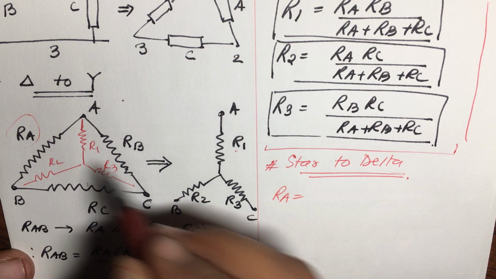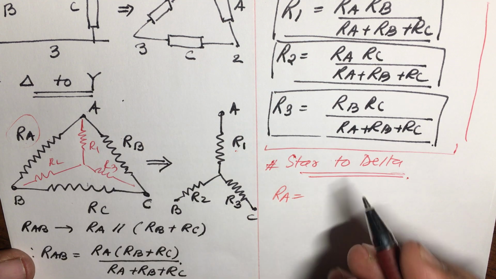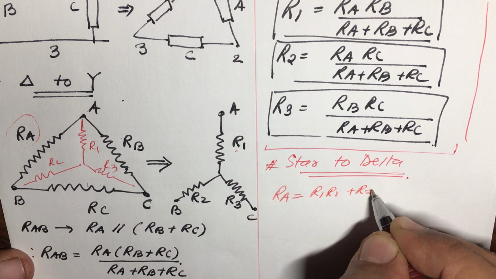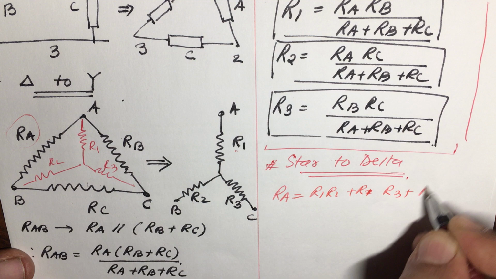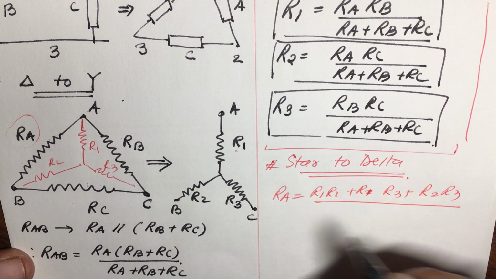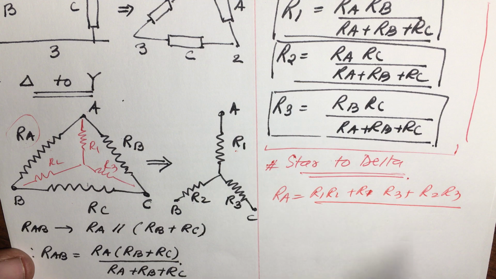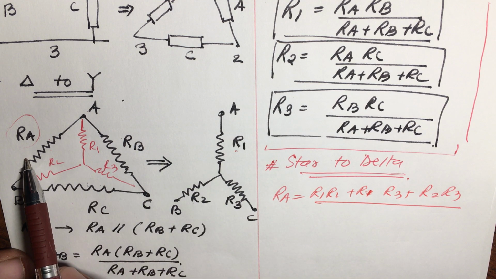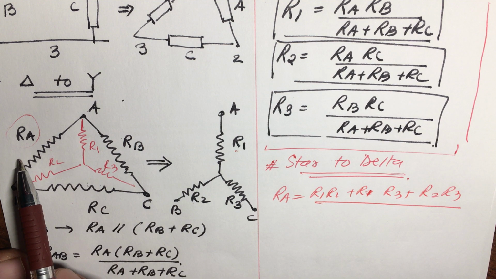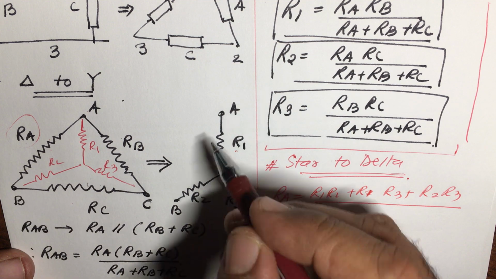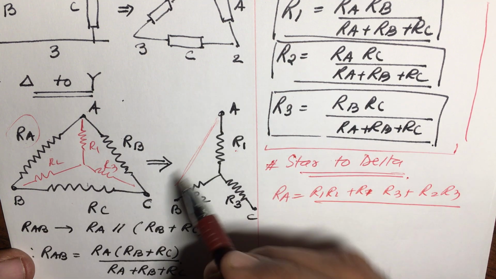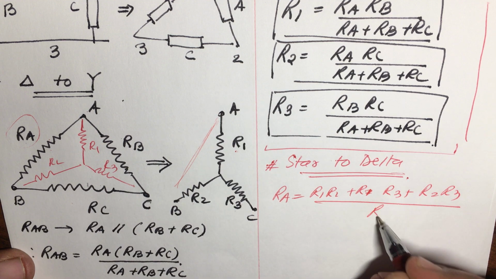वापस देखो, you want RA का value. If you want RA का value, then first of all you will write R1 R2 plus R1 R3 plus R2 R3, ये तो हो गया. And then R1 के, एक मिनट, हाँ, इसके, we are converting RA, sorry, correct. So we are converting star to delta. So this to this, that means इसके opposite में क्या है, R3. So over here it will be R3.